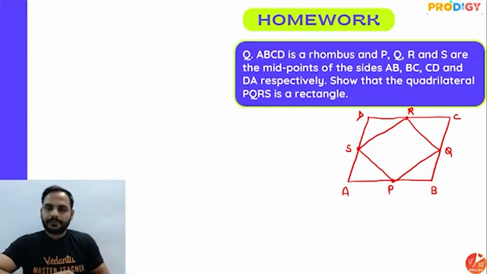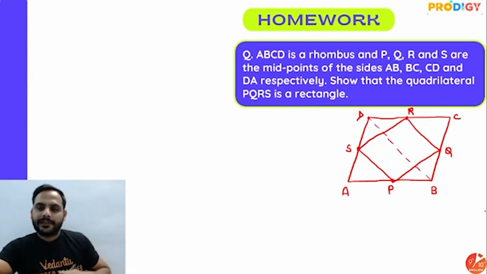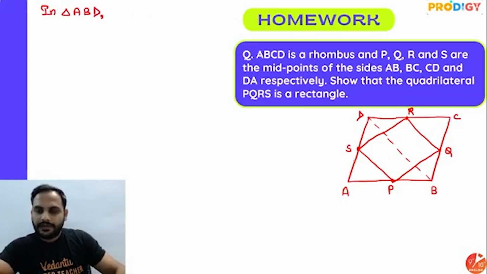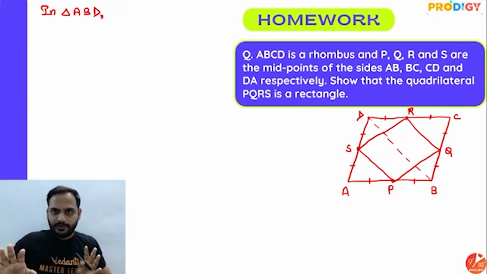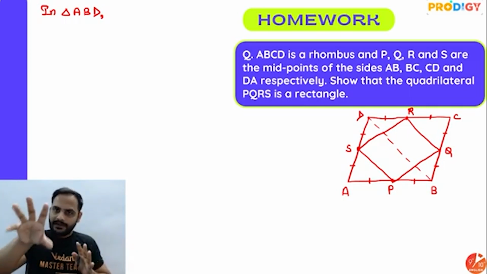First thing, you can see very well, suppose I join the diagonal BD. In triangle ABD, P is the midpoint of AB and S is the midpoint of AD. Since all the sides of a rhombus are equal, their halves are also equal. AP, BP, BQ, CQ, CR, DR, DS, AS all will be equal. I'm not writing it, just showing you directly.